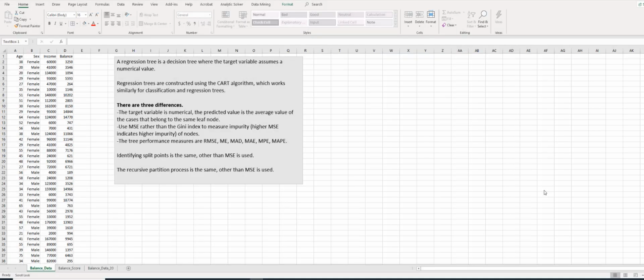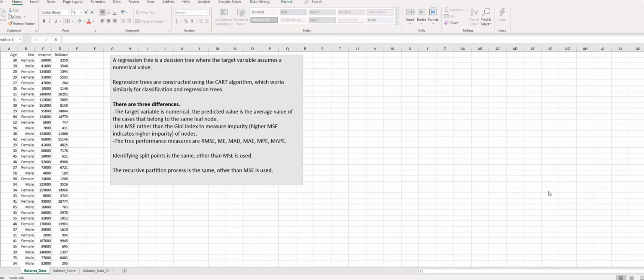Everyone, in this video I'm going to discuss regression trees in which the target variable is numerical. In the previous videos I presented classification trees where the target variable assumed a categorical variable. Like classification trees, regression trees can be constructed using the CART algorithm. The CART algorithm operates similarly for classification and regression trees except the following three differences.